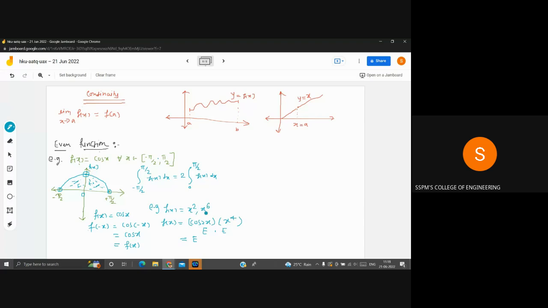For example, x square and x raised to 6: yes, these two are even, but what about their product, x raised to 8? It is even. Product of even is even. One more function is there, that is called an odd function. Take this odd function. How do you check an odd function?